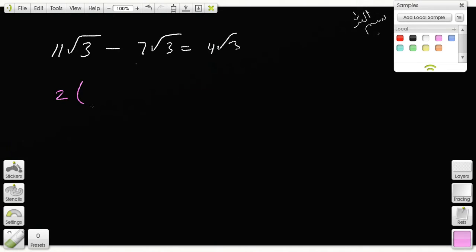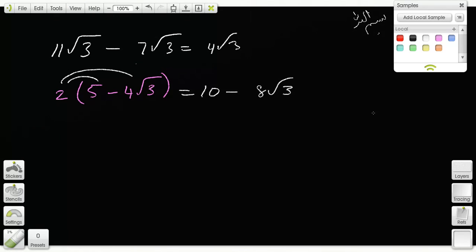How about this? 2 times 5 minus 4 square root of 3. We're going to distribute this, right? Now you understand you can't add these anymore, right? Okay. So we're going to distribute, just like before. That's going to be 10 minus 8 square root of 3. Does that make sense?